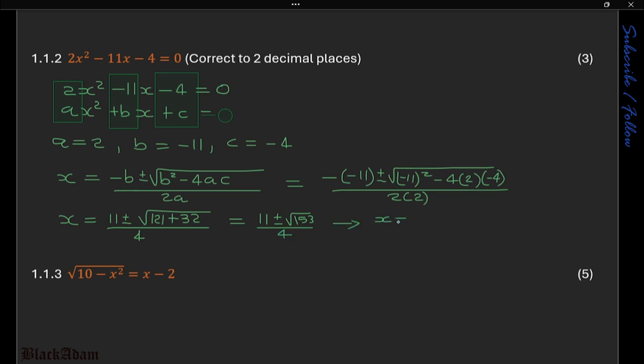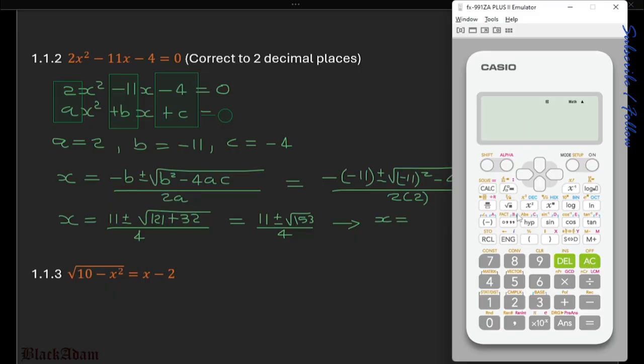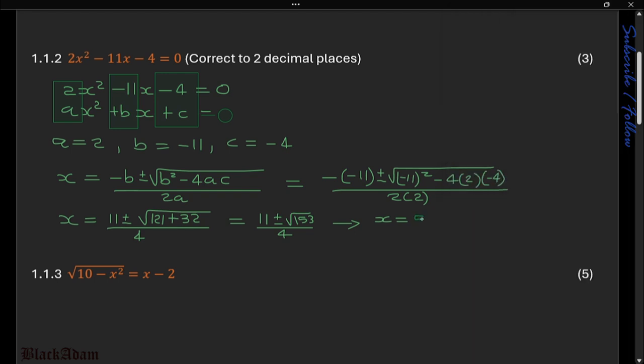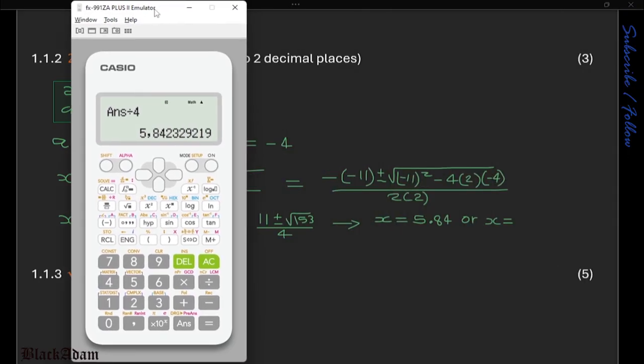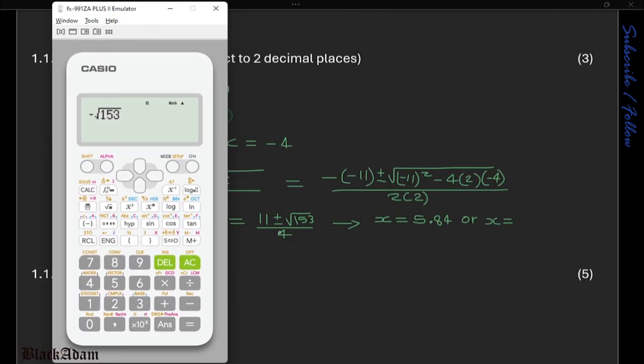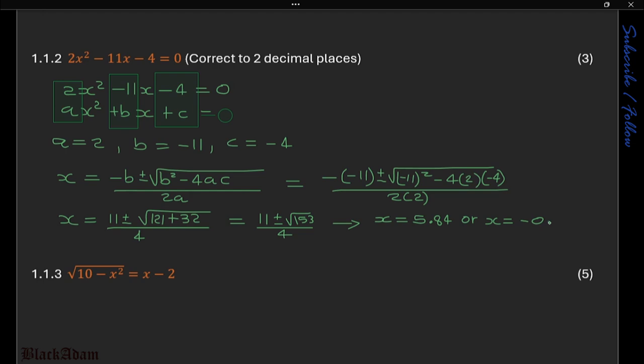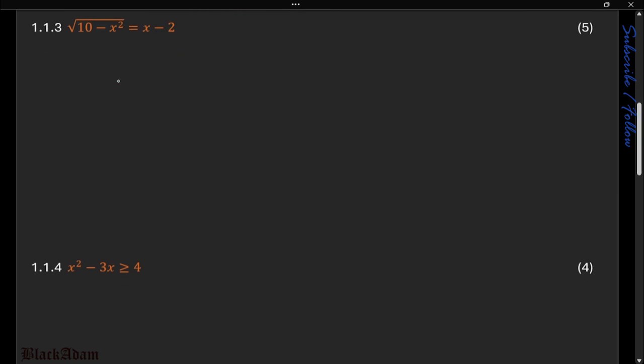So that will mean that x is equal to the root of 153 plus 11 over 4, so that's 5.84, or x is negative root 153 plus 11 divided by 4. That would be negative 0.34 to 2 decimal places. That's our answer. So the quadratic formula is used when we cannot factorize completely.